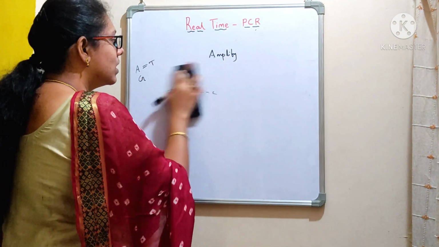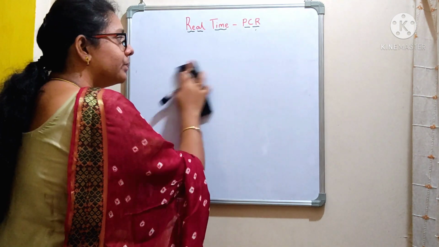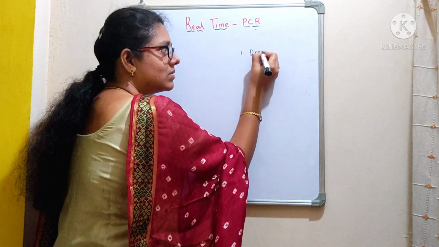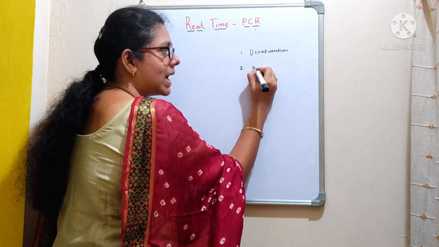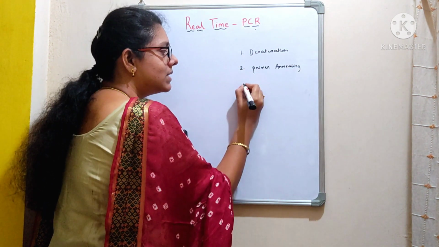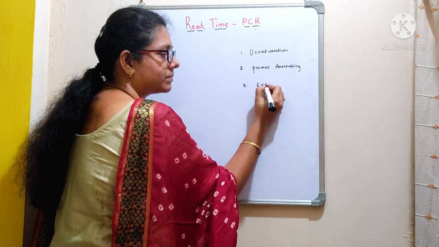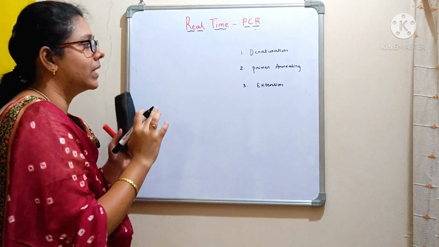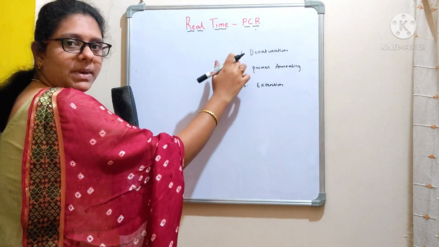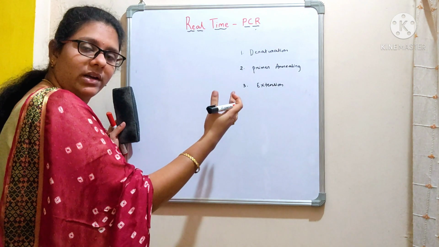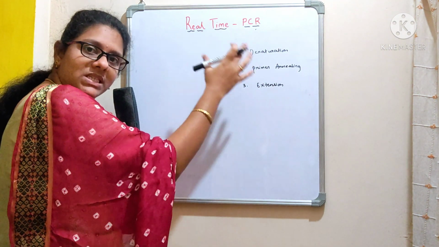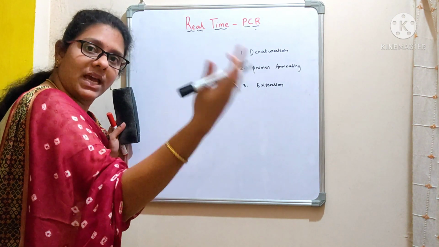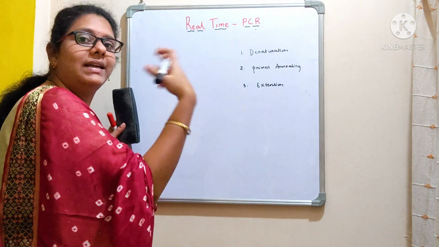Okay. Now using a PCR, what do we do? We carry out 3 steps, that is denaturation, the second step is primer annealing, and the third step is extension. Now let's see what exactly happens in a PCR. The first step is denaturation. As I already told you, with the help of this PCR method, we are going to amplify the gene. That means for every cycle, the amount of DNA will get doubled.